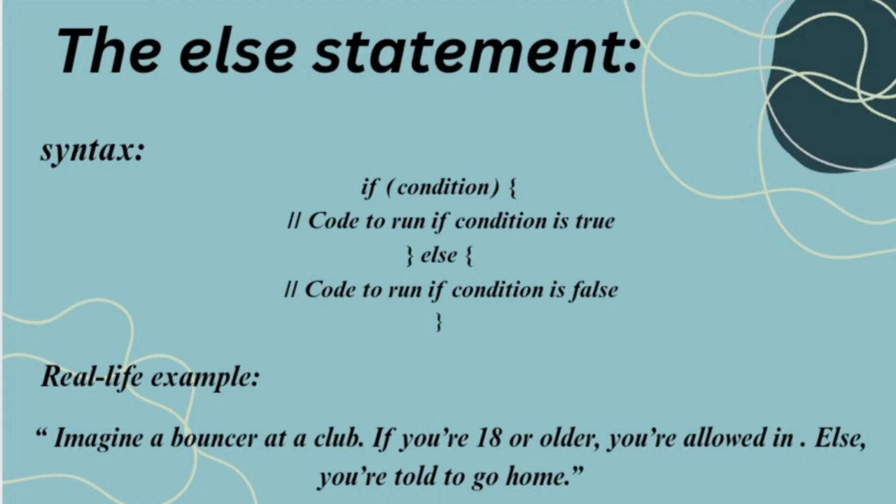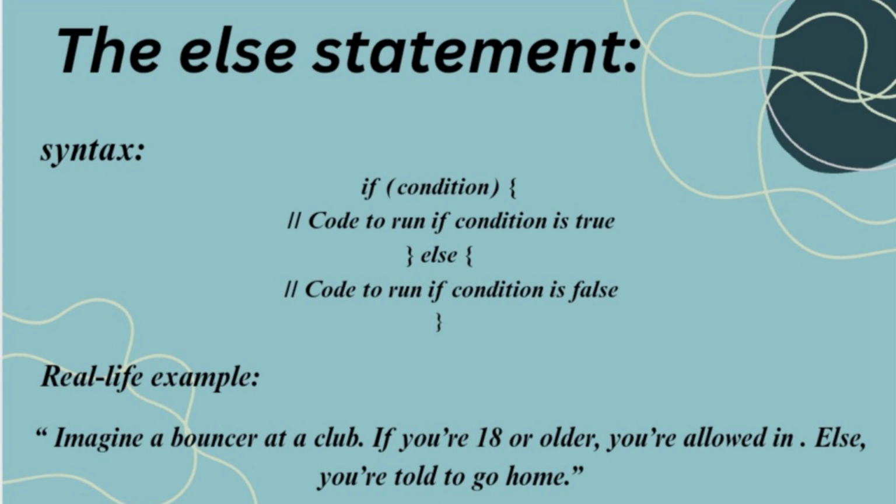But what if you want your program to take a different action when the condition is false? That's where the else statement comes in. This is the structure of an else statement in C. It begins with the if keyword followed by a condition inside parentheses. If the condition is true, the code inside the first block just after the if gets executed. But if the condition is false, the program skips the block and moves to the else block instead, executing the alternative code.